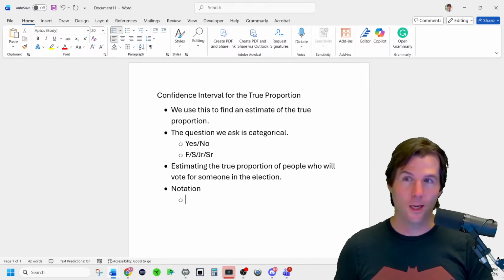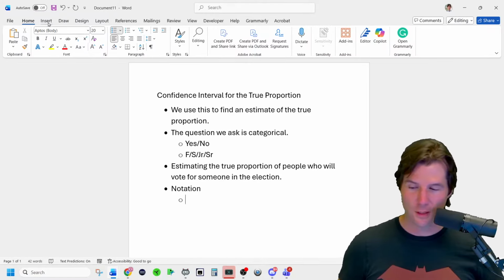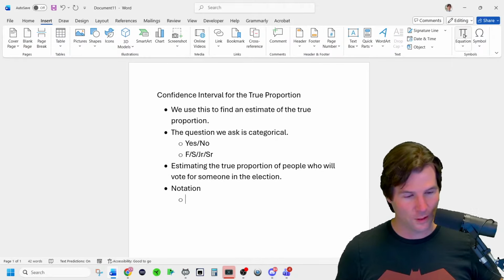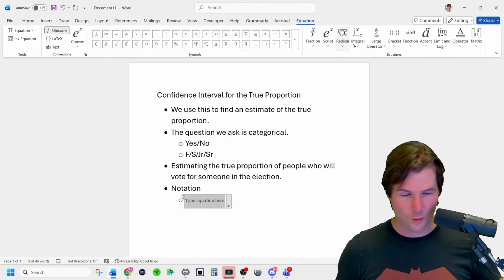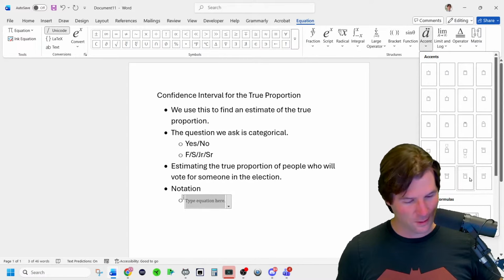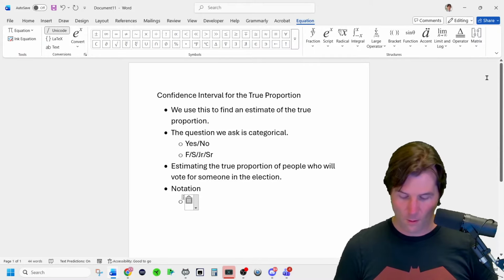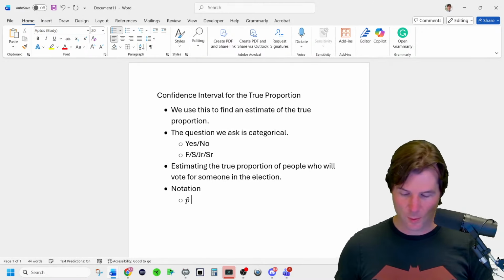The first notation we have is p hat, and I have to do an insert on this. I have to go to insert equation, and then do the accent on it for p hat. We're going for very nice and beautifully written things. P hat is the sample proportion.